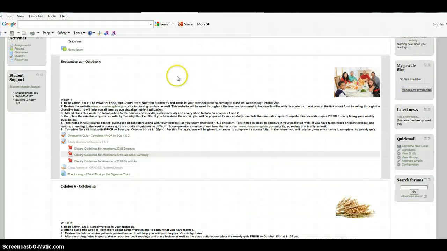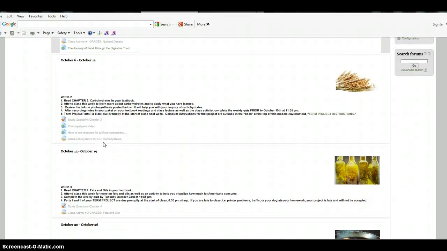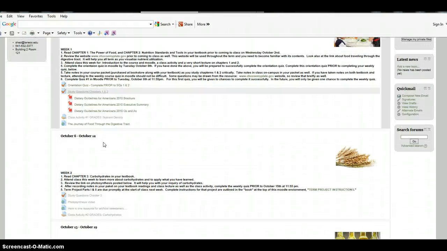So, everything you need to do for week 1 is spelled out there. There is an orientation quiz due the first week of the term, and this is very easy. It's essentially saying I've read the syllabus and I know what's expected of me for this term. After completing that, you'll be able to do the week 1 quiz over chapters 1 and 2.